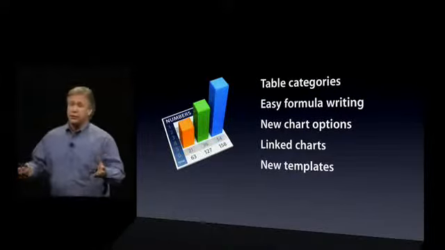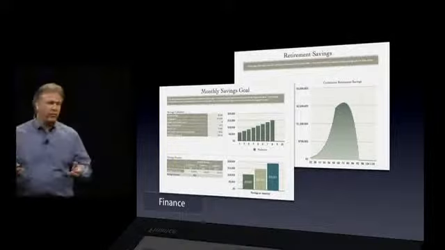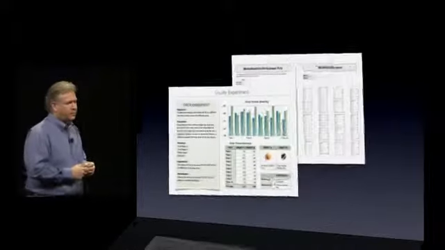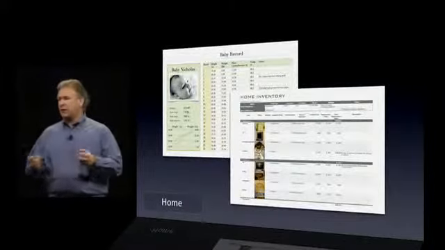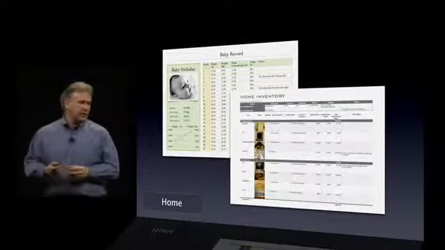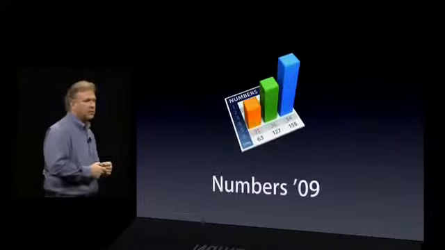And unusual for a spreadsheet, beautiful templates. So templates for doing home finance, templates for use in education, templates for keeping track of things at home, like home inventory. So lots of beautiful new templates. So that's Numbers 09. And that completes iWork 09.